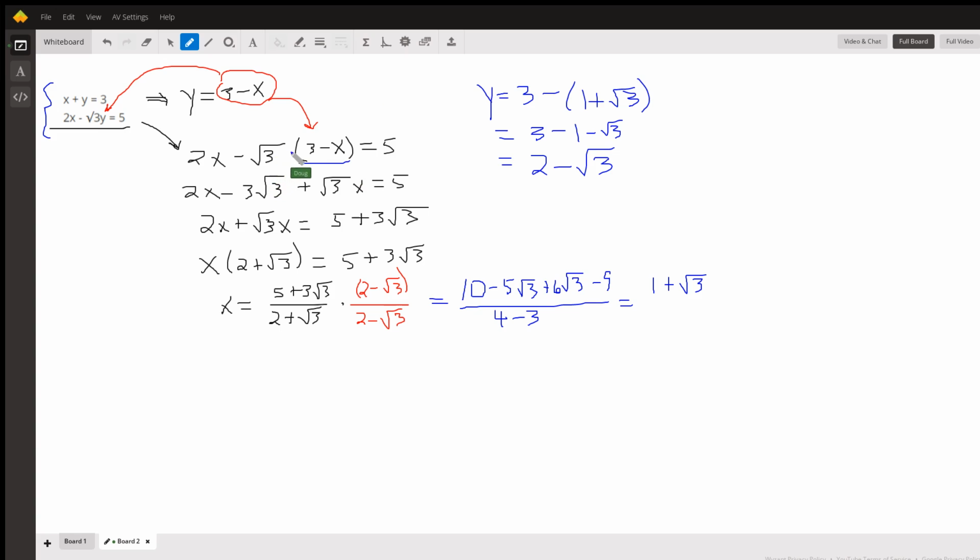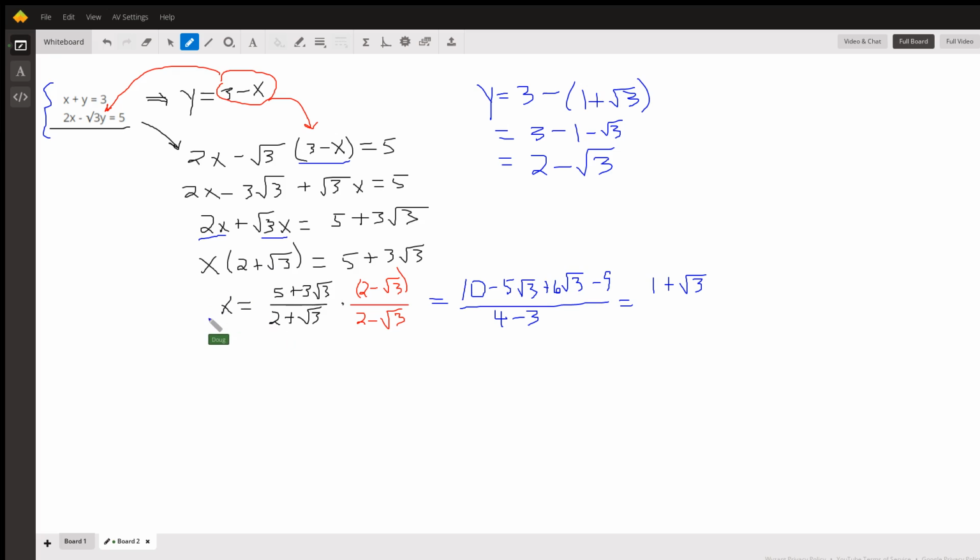Distribute the negative radical 3 times each term inside that parentheses. We've got two similar terms, the 2x and the radical 3 times x. And we'll take the negative radical 3 to the other side of the equal sign by adding the opposite. Factor out the x on the left side, and then divide both sides by the coefficient of x, which is this 2 plus the square root of 3.